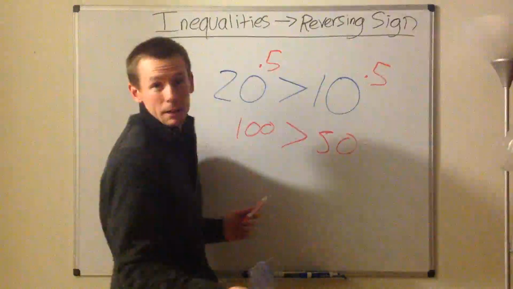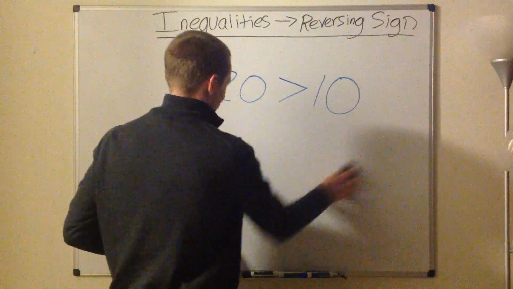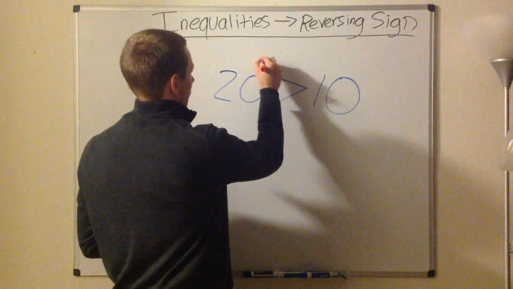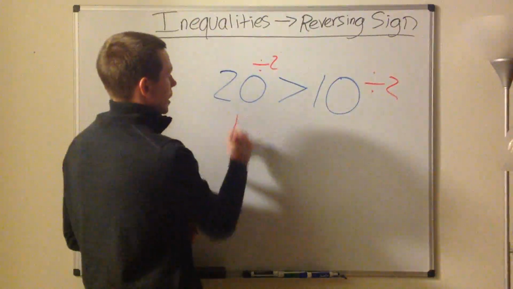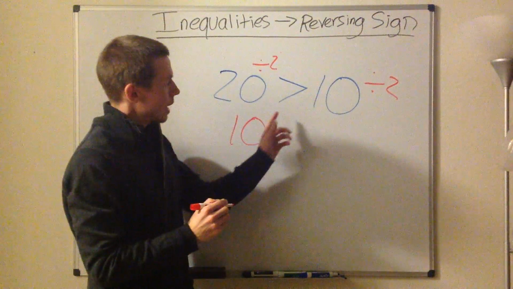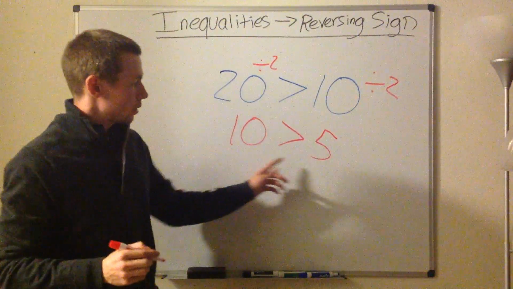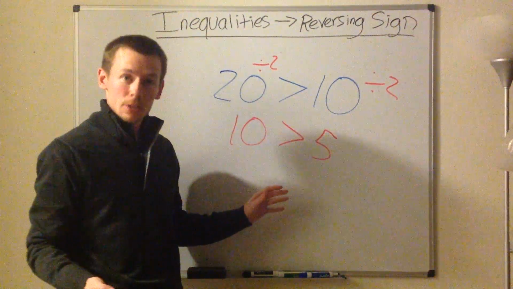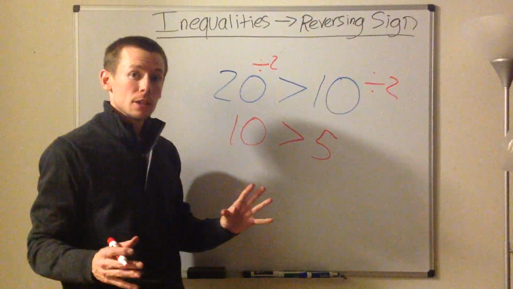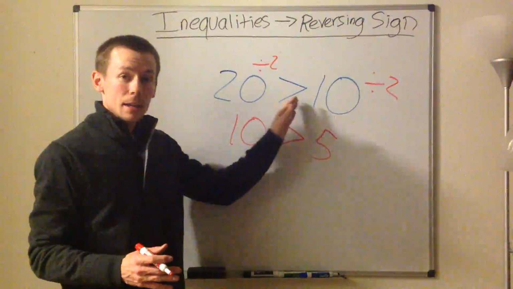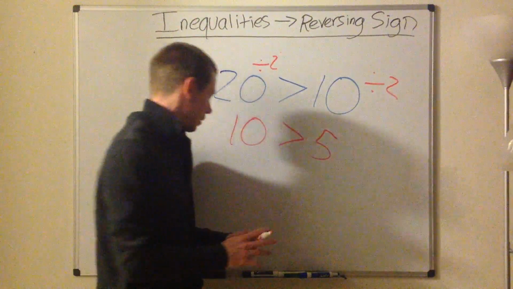What happens if I divide by 2? Well, 20 divided by 2 is 10. 10 divided by 2 is 5. Do I still get a true statement if I keep the symbol the same? Yeah, 10 is still greater than 5. Right, so what you're seeing is if I multiply or divide by a positive number, the sign is staying in the same direction. But what happens now if I multiply or divide by a negative number?